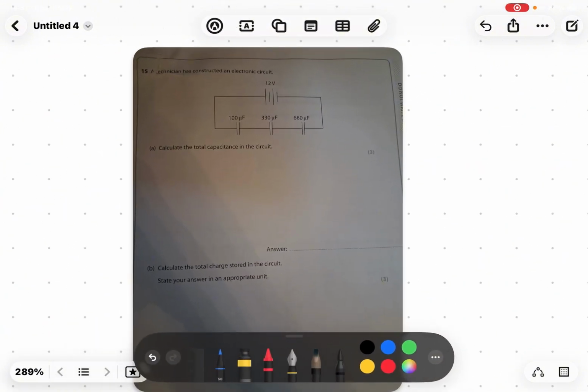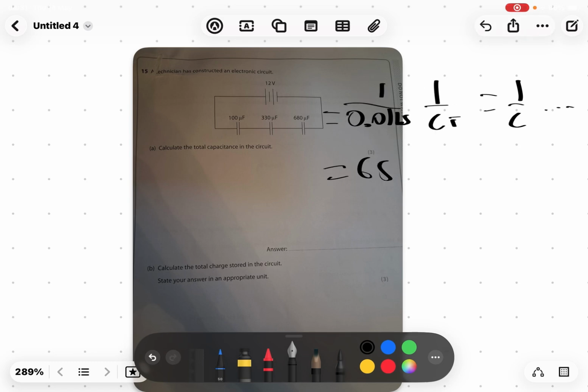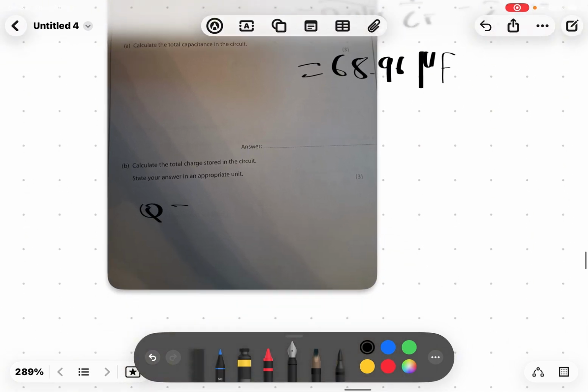Basically, I don't want to make it too long. So, how do you work this in series? Capacitors are different. The formula is 1/CT equals 1/C, and then another for each one of them, so this plus 1 over this plus 1 over this. So that's how it is. All of this is equal to 0.0145. So this is equal to this, but since we want it on its own, we do this, and that gives 68.96, and it's going to be in microfarads.